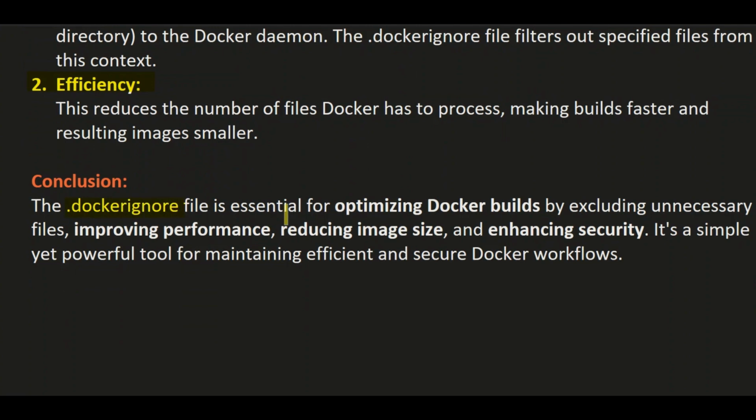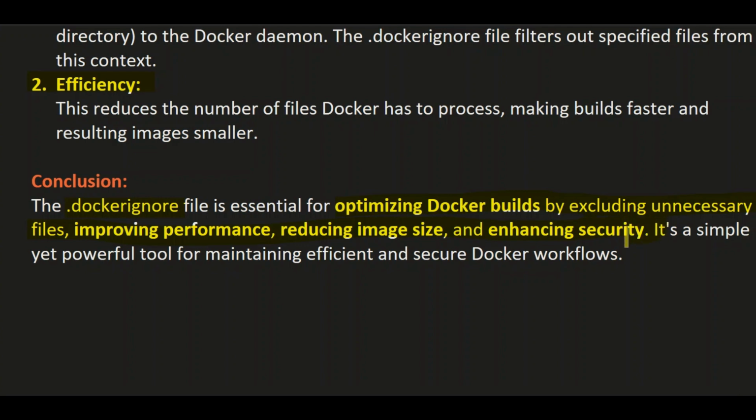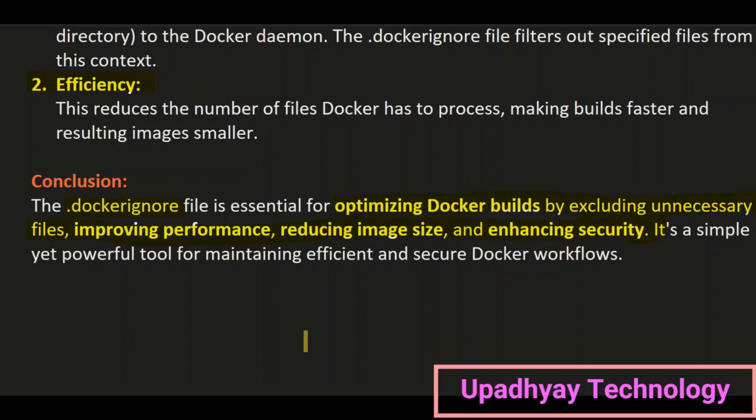Conclusion. The dockerignore file is essential for optimizing Docker builds by excluding unnecessary files, improving performance, reducing image size, and enhancing security. It's a simple yet powerful tool for maintaining efficient and secure Docker workflows.